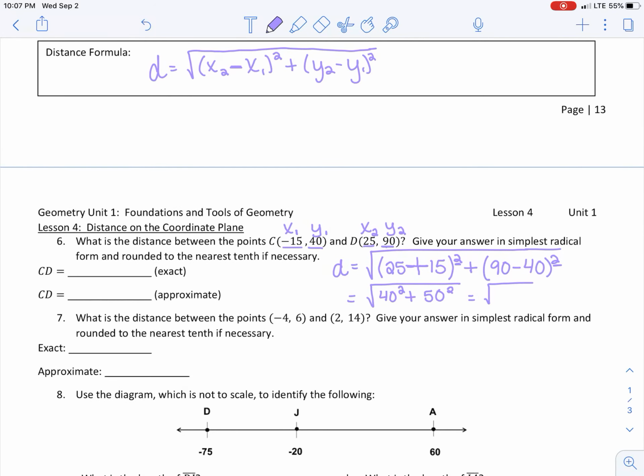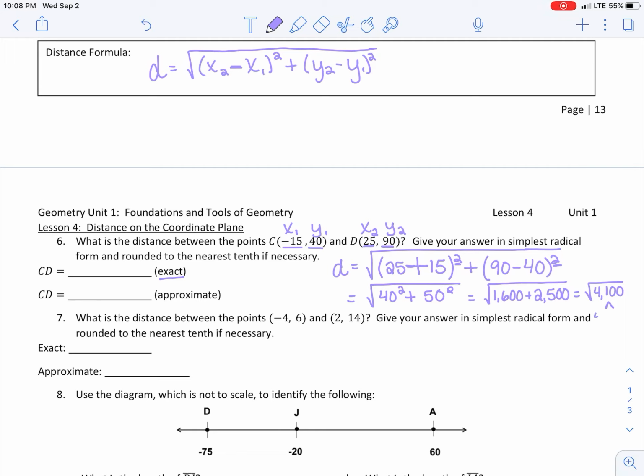We can then say, well, we have 40 squared, which is 1,600. And 50 squared, which is 2,500. And that gives me a total of 4,100. Now, we have the square root of 4,100. That is not a prime number, so yes, we do have to break that down. It's not as bad as it looks, I promise, because we do have to find that exact value. So, in order to find the exact value, we're going to break this down.